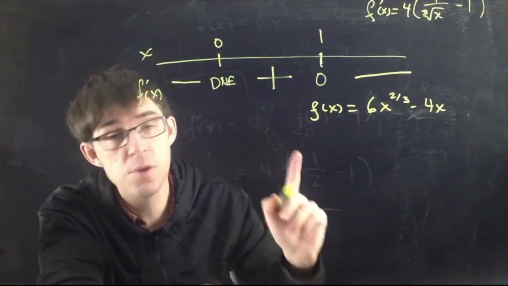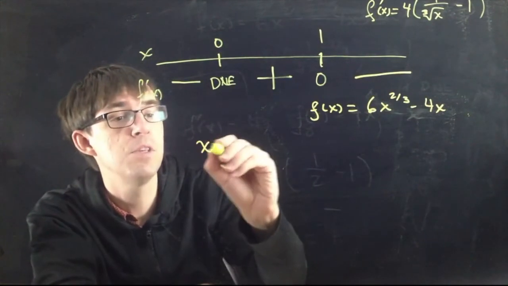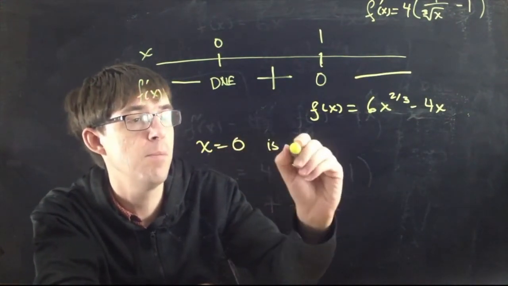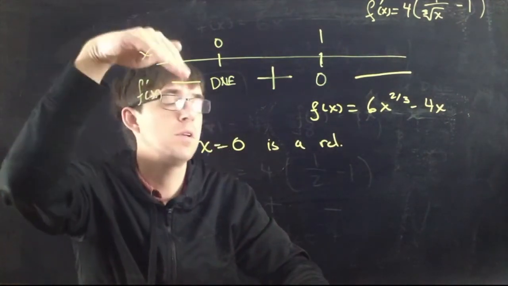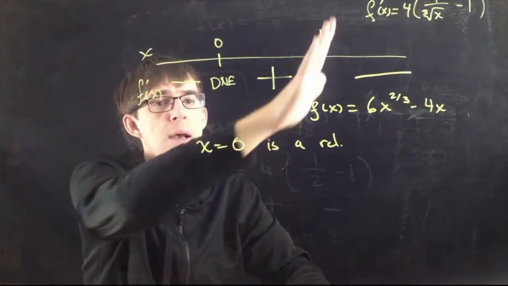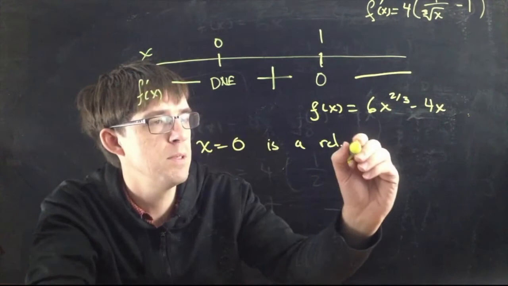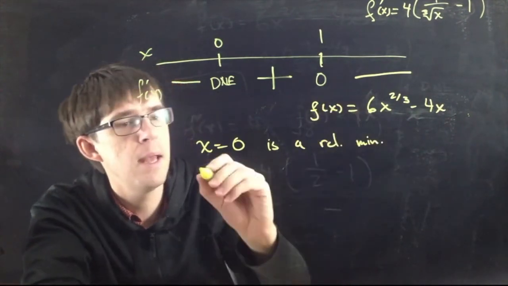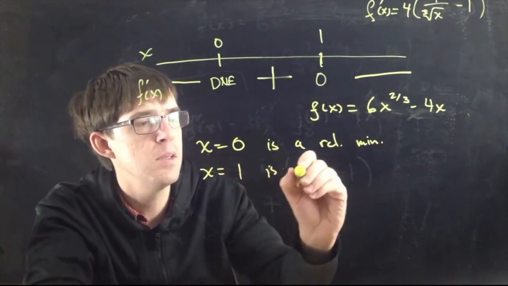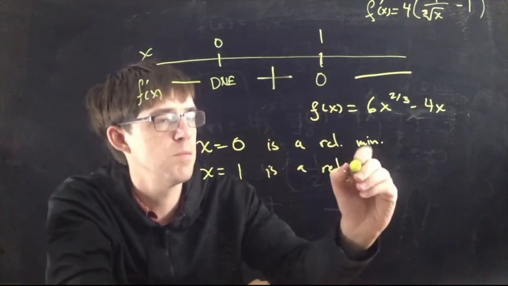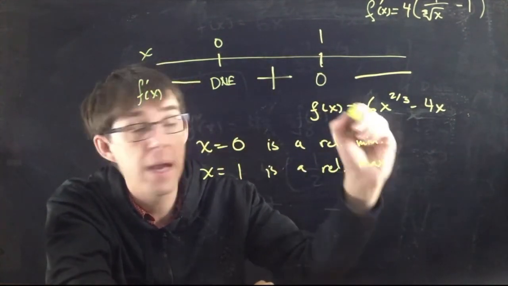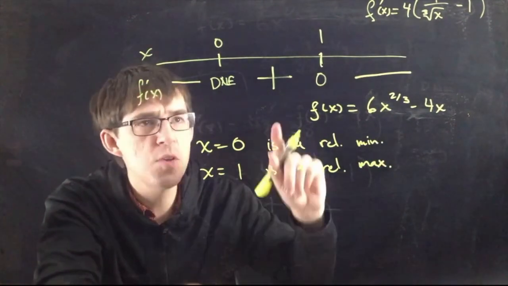We still should say something about x equals 0. Is it a relative minimum or a maximum? Well, you look at the signs. This says it goes down and then back up, which means this is at the bottom, which means it is a relative minimum. And x equals 1 is a relative, what do you say? It goes up and then back down, so this is a relative maximum. There you go. This is a weird example.